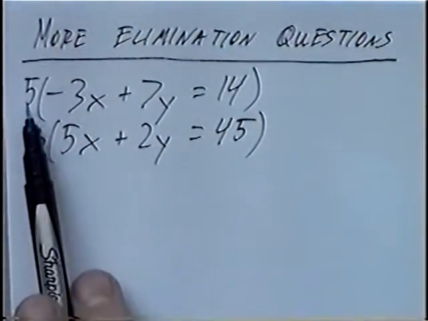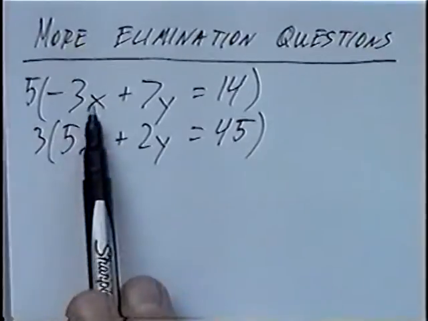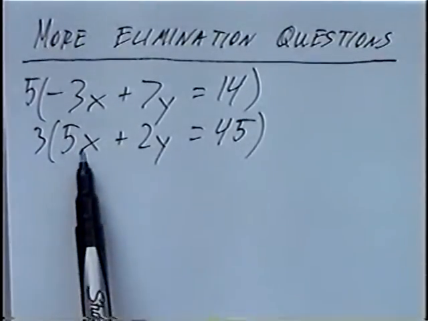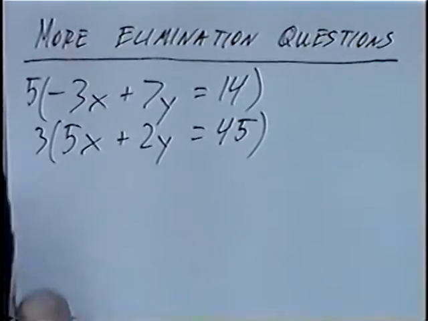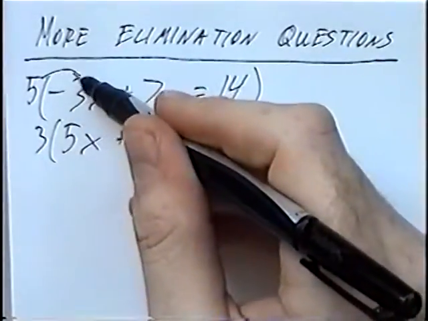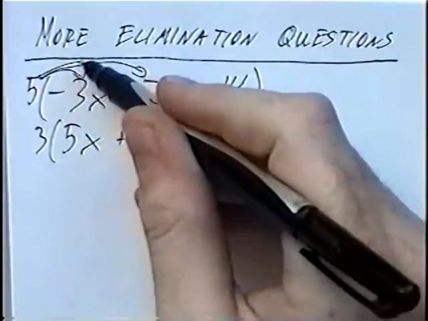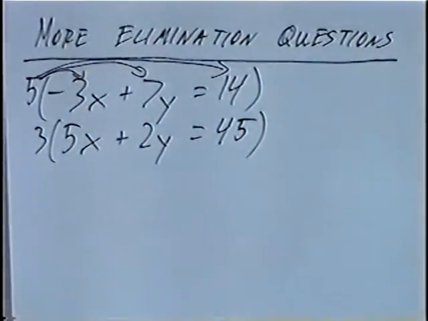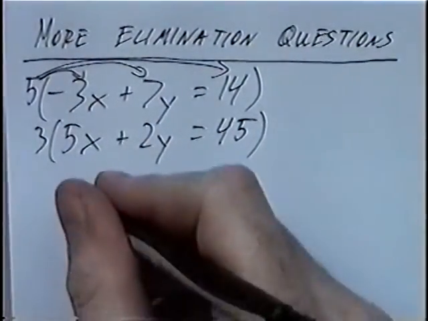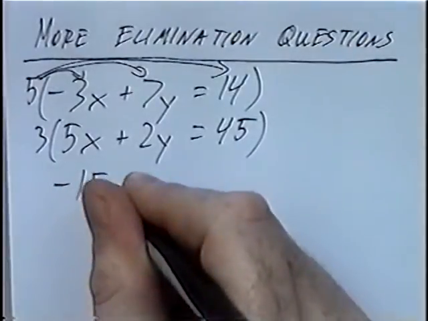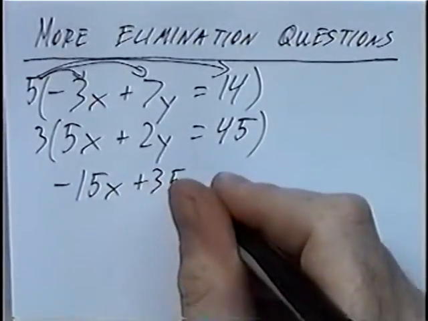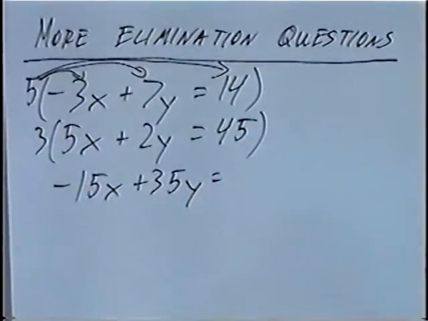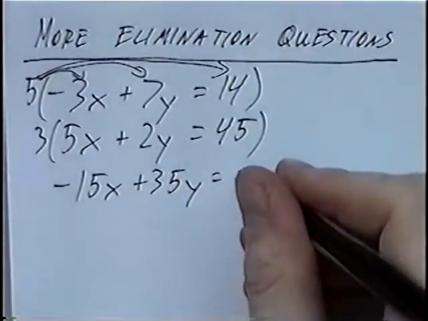This way the first equation, the x's will be 15x, and the second equation will also be 15x. Multiplying the first equation, the 5 will be distributed to each variable and every term. So 5 times a negative 3x is negative 15x. 5 times 7y, 35y. And 5 times 14 would be 70.